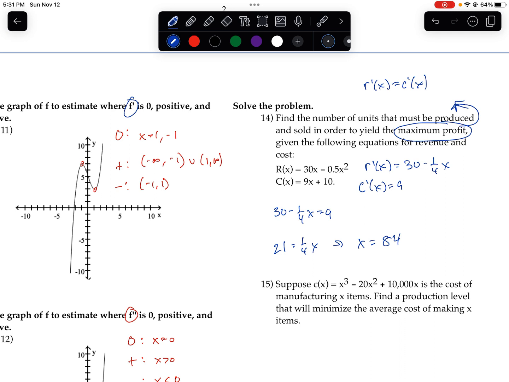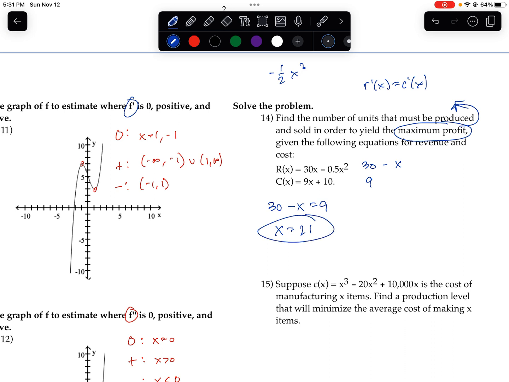Well, hold up. That's why something felt wrong the whole time. Sorry about that. Just circling back. Let me redo these derivatives. That's what was wrong. So we get 30, this is negative 1/2 x squared. It's not going to be 1/4. So 30 minus just x. There we go. And that's going to be equal to 9 when I take those derivatives. So 30 minus x equal to 9. So that's going to be x is equal to 21. Okay, there you go. So 21 units.